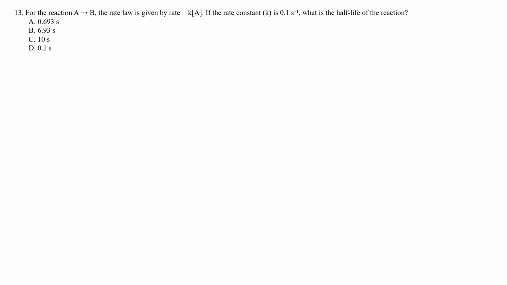Question 13. For the reaction A goes to B, the rate law is given by rate equals K times A concentration. The rate constant is equal to 0.21 per second. What is the half-life? This is a first order reaction because K is given in per second units. The per second units rate constant is for a first order reaction. For a first order reaction, the half-life equation is 0.693 divided by K. Then t half is equal to 0.693 divided by 0.1, which is 6.93 seconds.